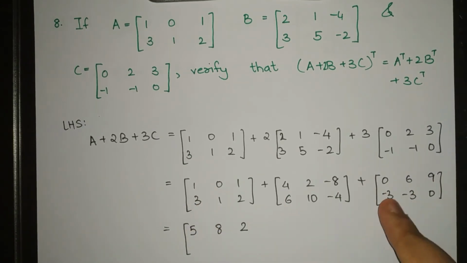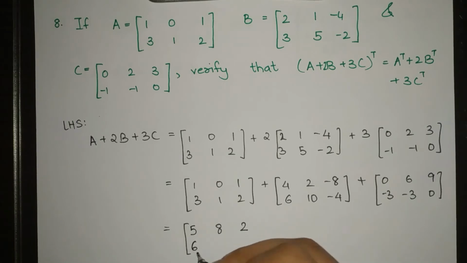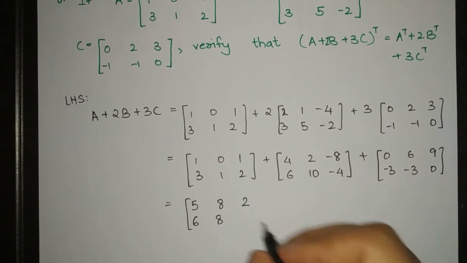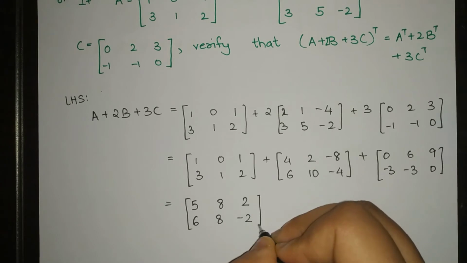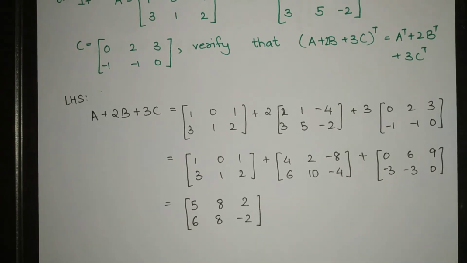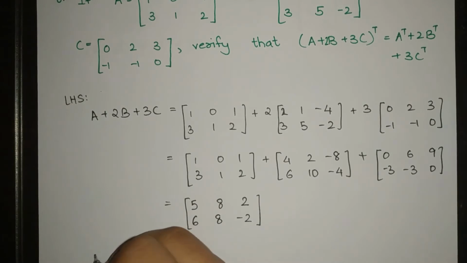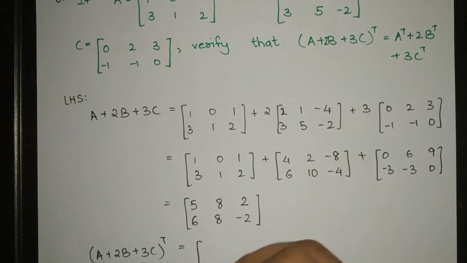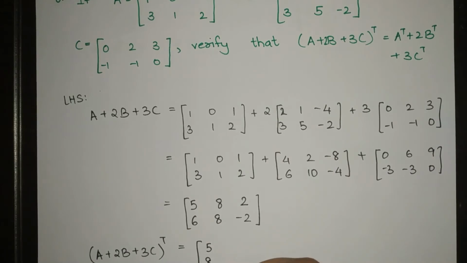Next, 3 plus 6 minus 3 is just 6. 1, 10 and minus 3 is equal to 11 minus 3, which is equal to 8. And 2 minus 4, 0 is equal to minus 2. This is the value for A plus 2B plus 3C. अभी इसका transpose भी ले लेते हैं. So transpose लेंगे तो we get just that जो भी रो है वो अभी कॉलम हो जाएगा.